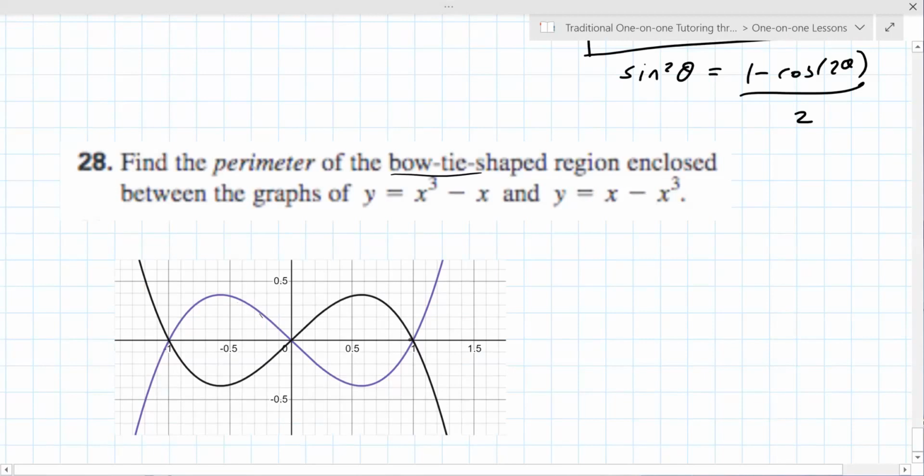But you can also find the length of just one and then quadruple it, because there's all these symmetries that you can take advantage of here. Because this is the same as this, and this is the same as there. Lots and lots of symmetry.